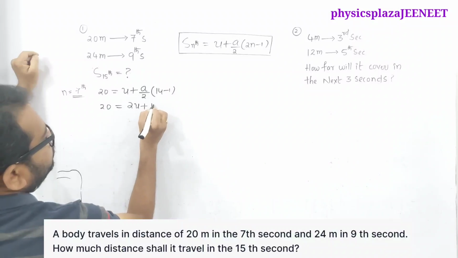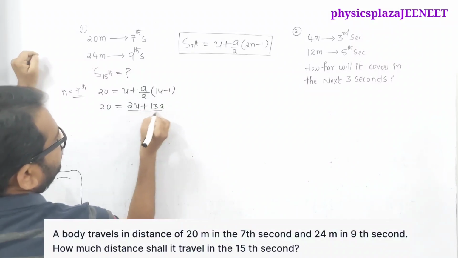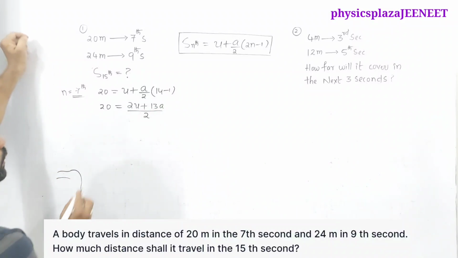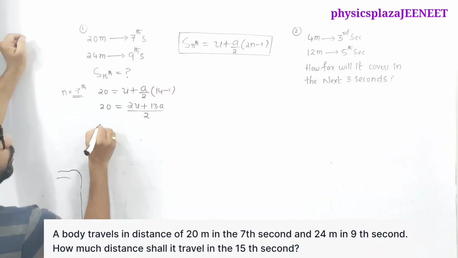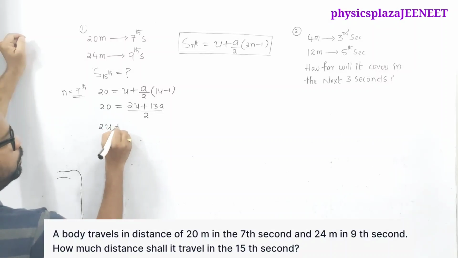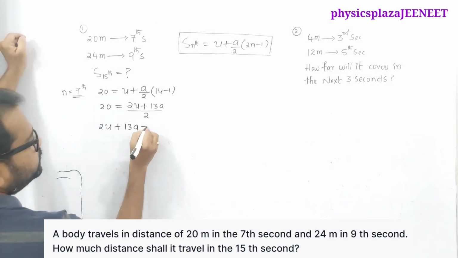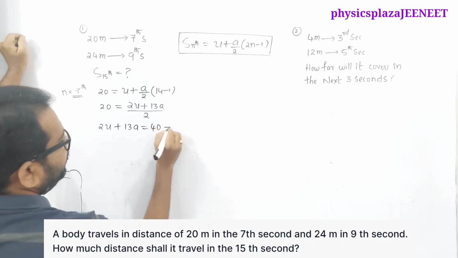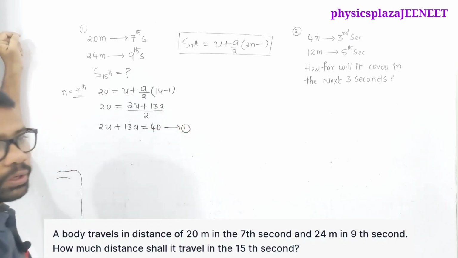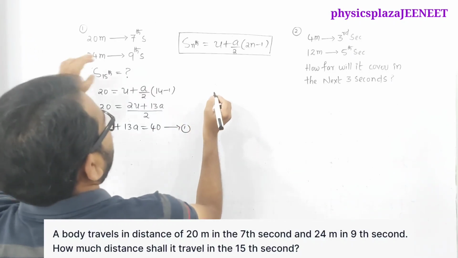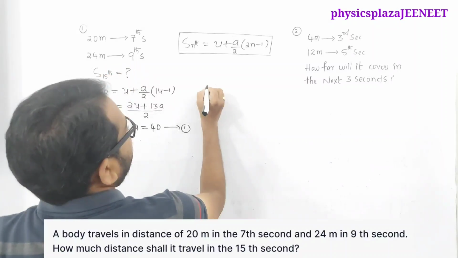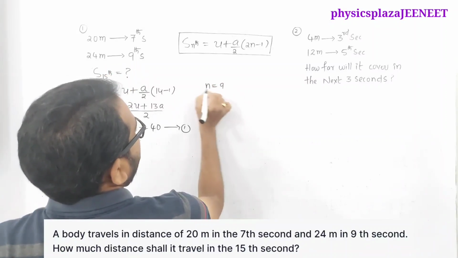2u plus 13a by 2. Okay, then take this to this side. You will get an equation: 2u plus 13a is equal to 40. Equation 1. Okay, now distance covered in the 9th second, that is n is equal to 9, children.